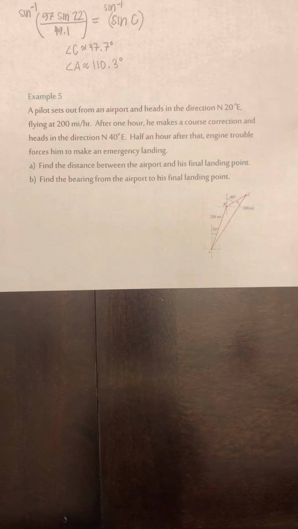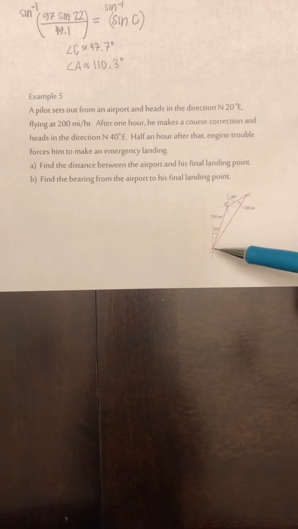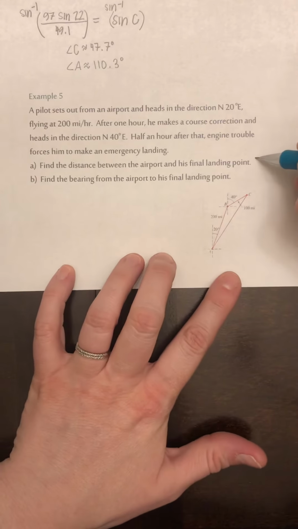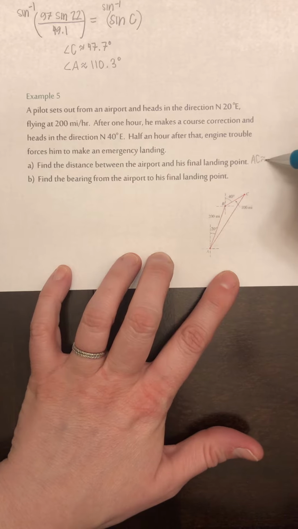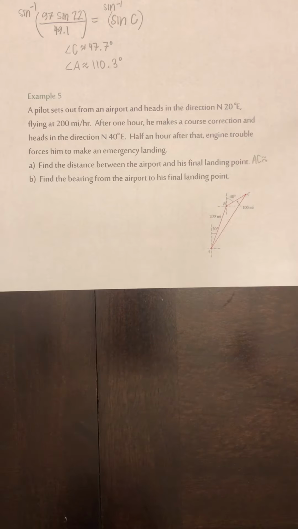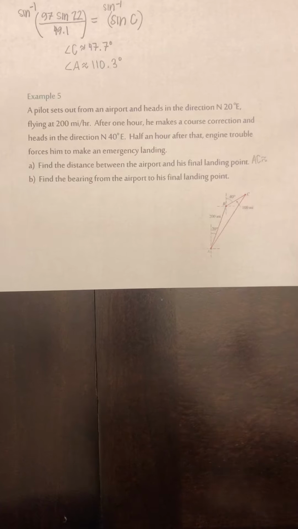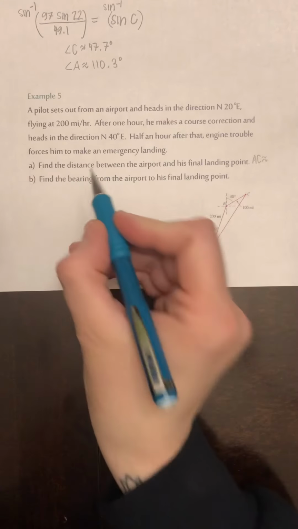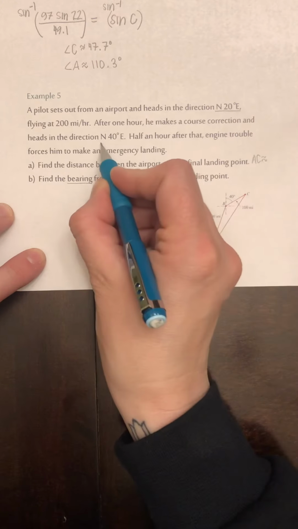So we have a couple of questions that we're being asked to find. We want to find the distance from the airport and where he landed. So in other words, at the end of this problem, we're going to be able to say that AC is approximately something. That's what we want to find. And then part B says find the bearing from the airport to his final landing point. So when they ask you about the bearing, that means an answer that looks like that.